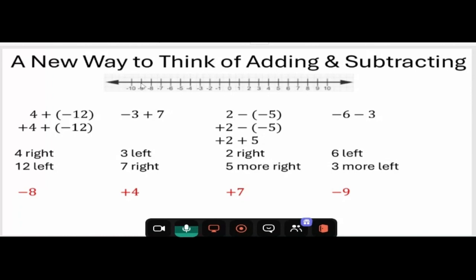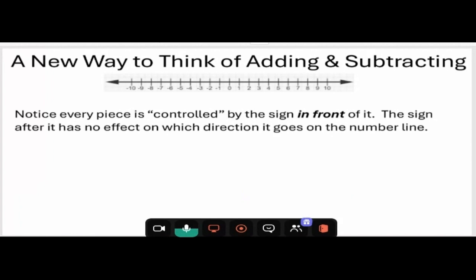Again, you see how the way we used to think of subtraction starts to not work, right? You're thinking, well, it's 6 and 3, you subtract them, you should get 3, but we get negative 9 because the 6 is going to the left and the 3 is also going in the same direction. They are actually working together to go even further left. As we've been saying, every piece is controlled by the sign in front of it. The sign after it has no effect.